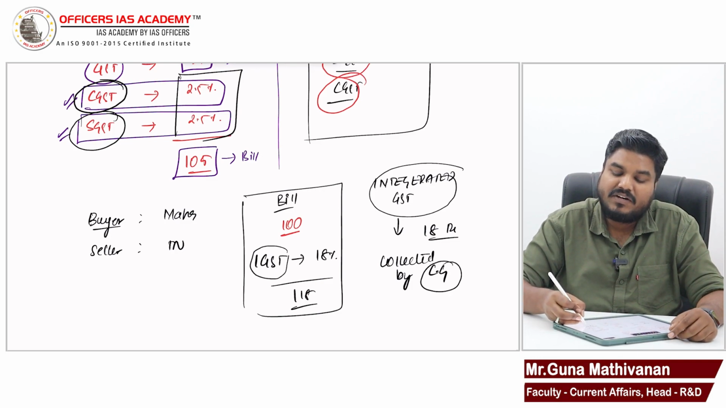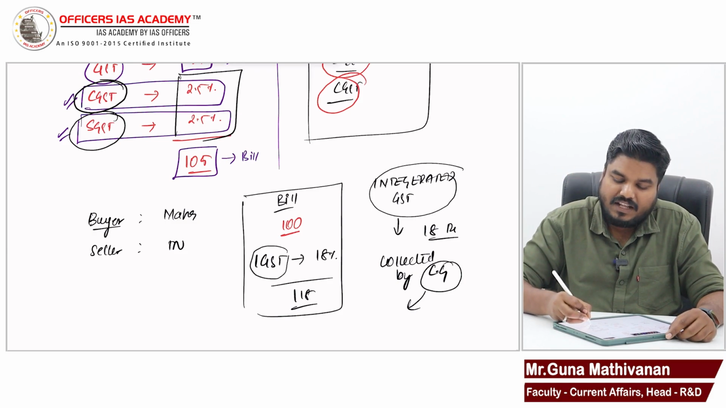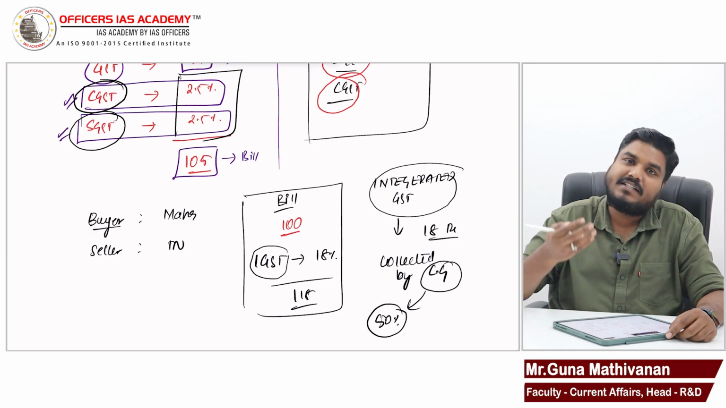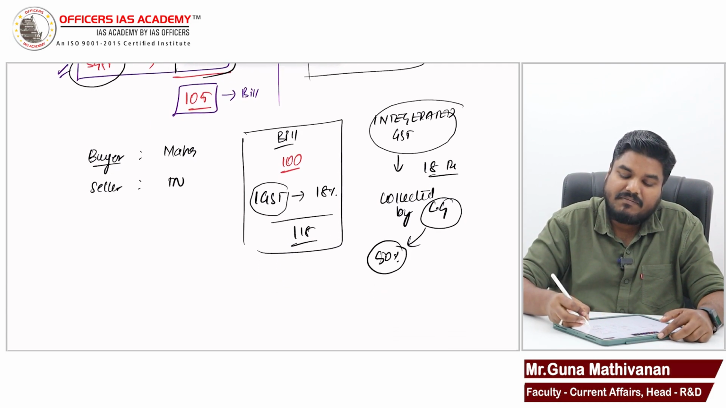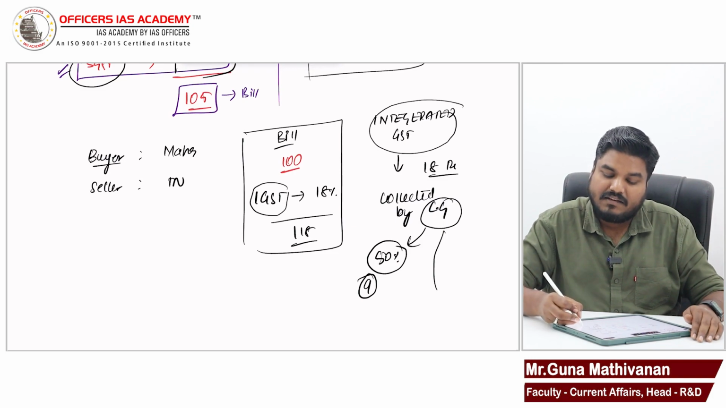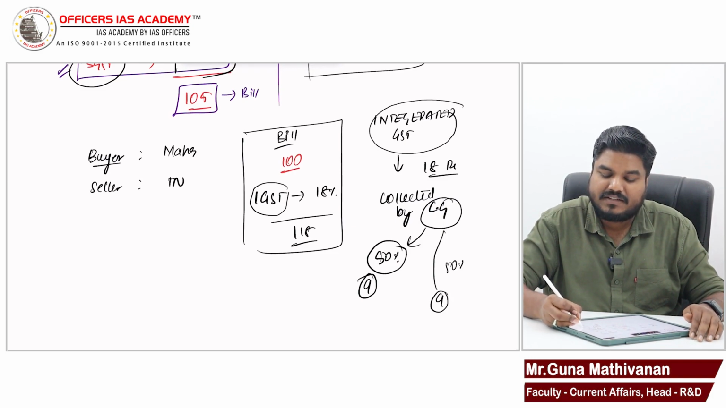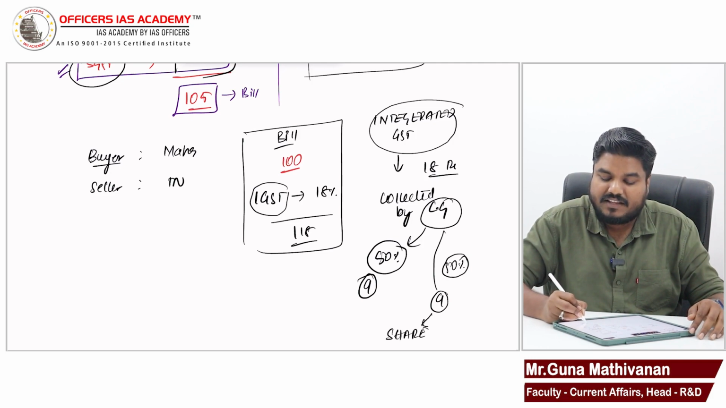And what will the central government do? It will keep the central government's share. 50% of that 18 rupees, the central government will keep within itself. And the remaining 50%, that is 9 rupees, the central government will be sharing with the state government.